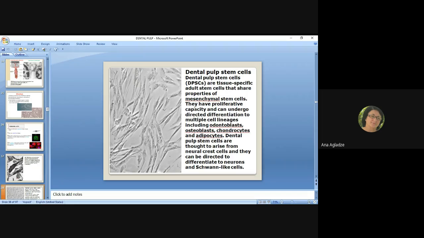And these dental pulp stem cells can be found in two regions of the dental pulp: peripherally beneath the odontoblast layer, and more centrally around the blood vessels. They are multipotent cells and can give rise to several cell types. They have been cultured and used to replace nerve defects, and this is a very, very promising field.